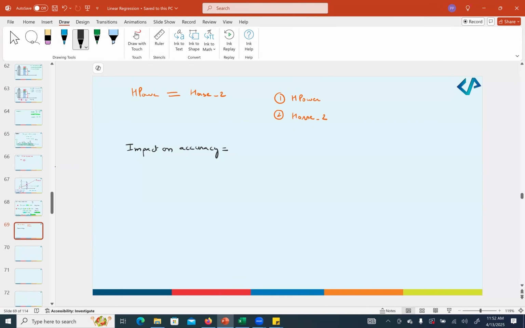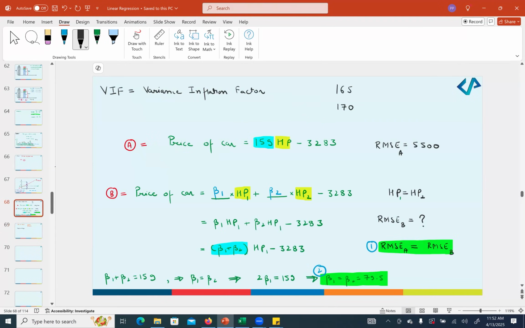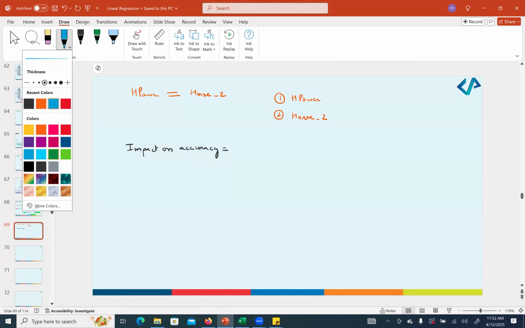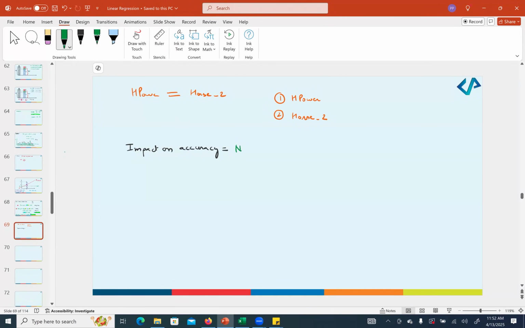So let's go back to the previous example. If there is a duplicate column in our data set, will it have any impact on the accuracy or not? No, right? My error is the same. So it will not have any impact on accuracy. The answer is no impact. The accuracy will not change.